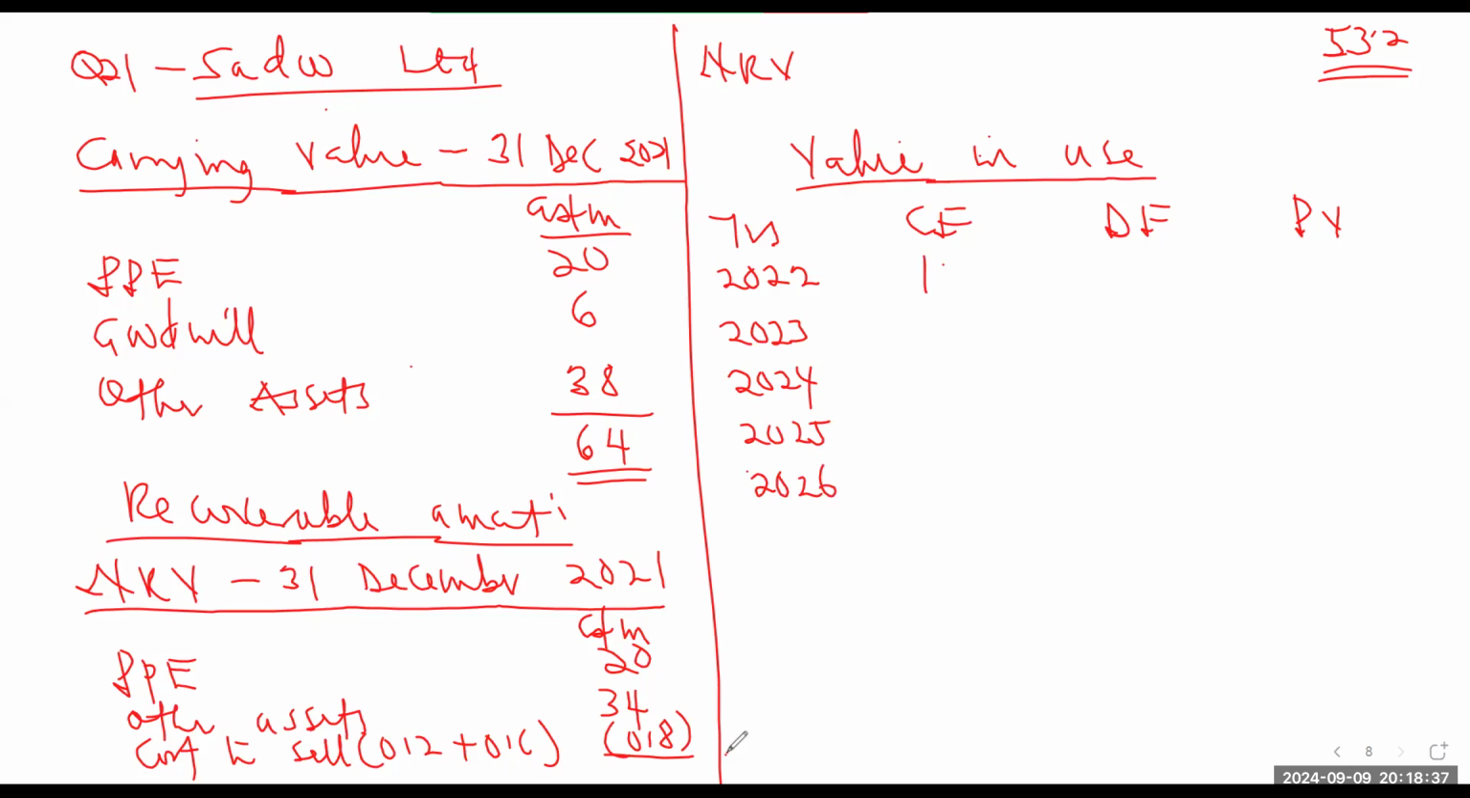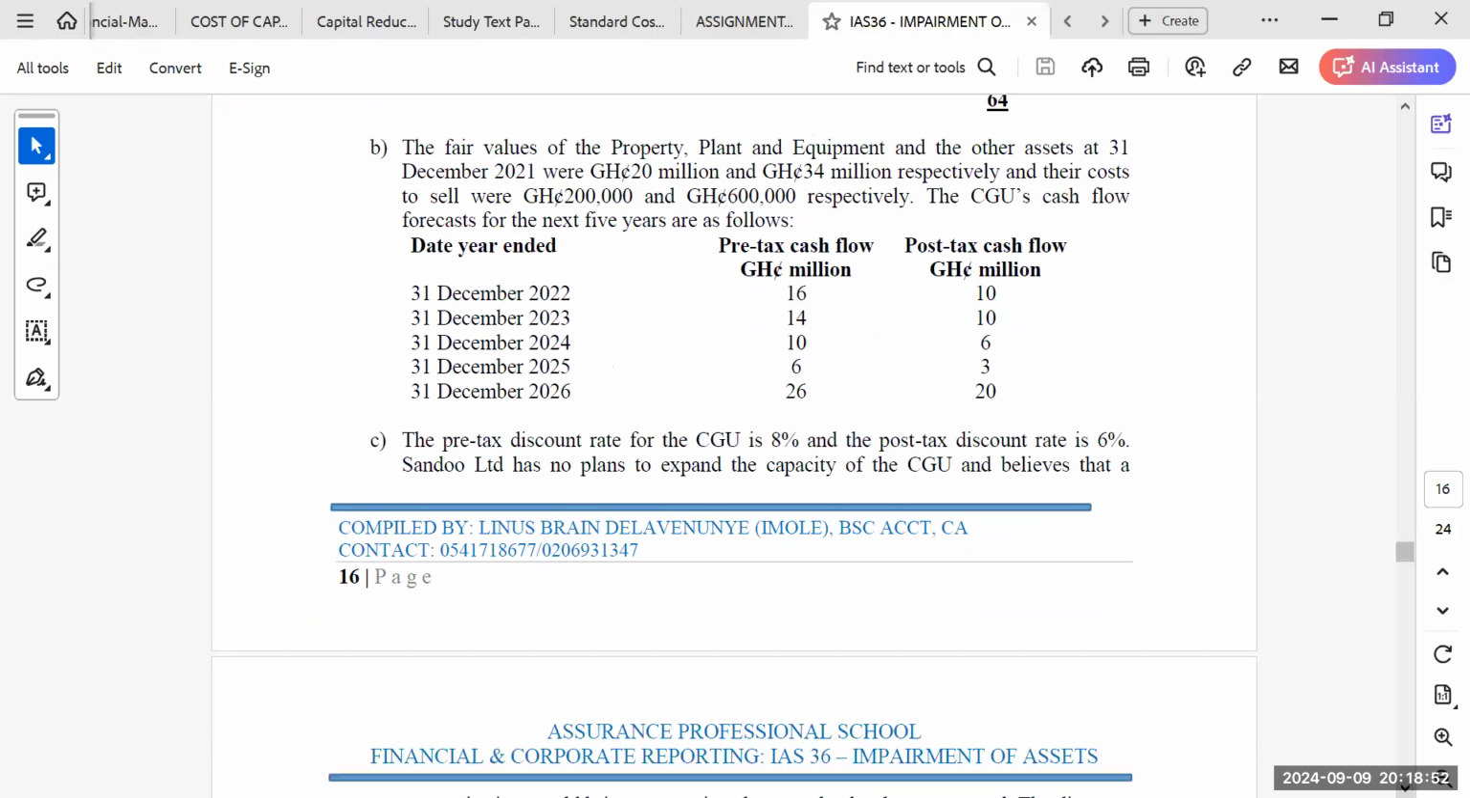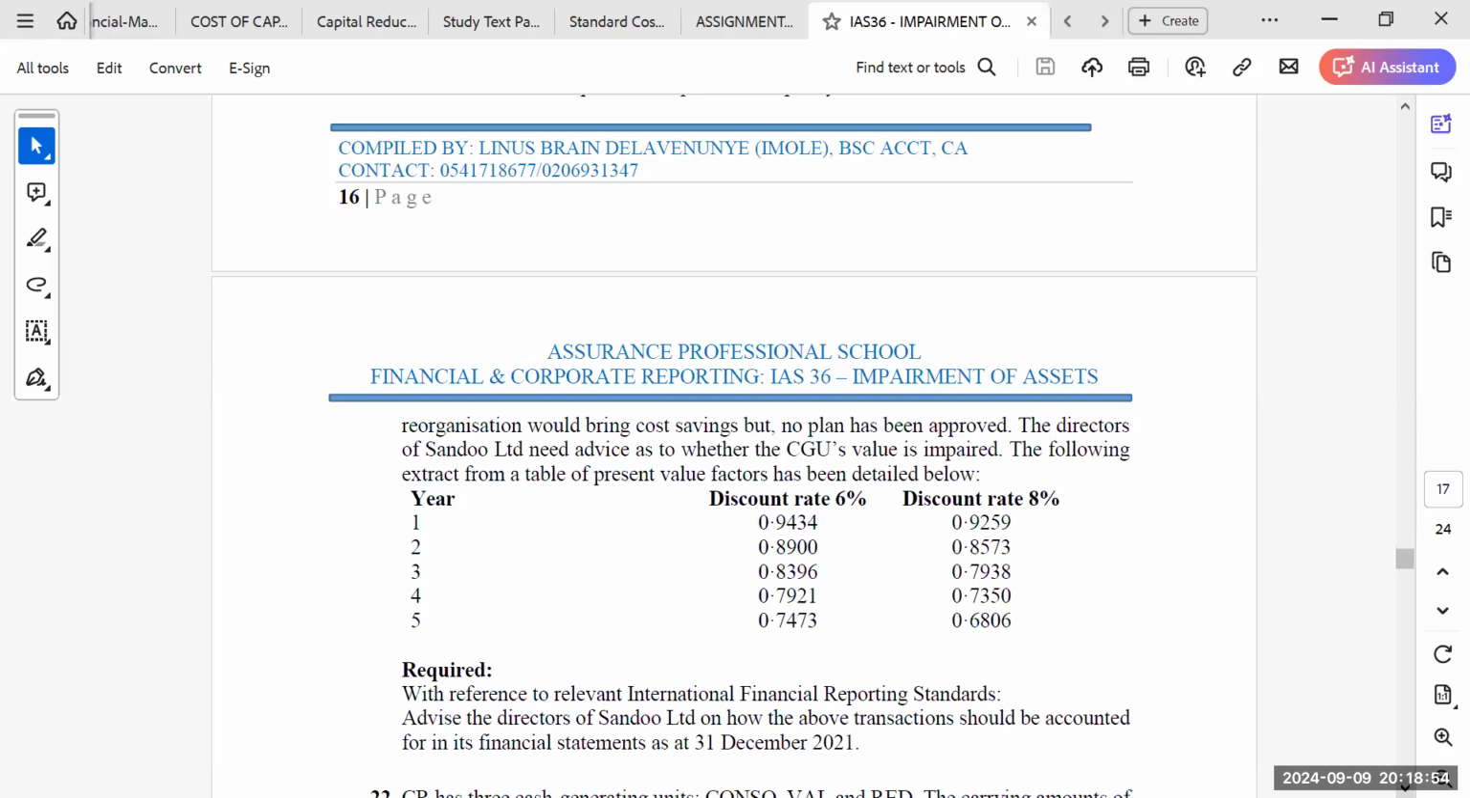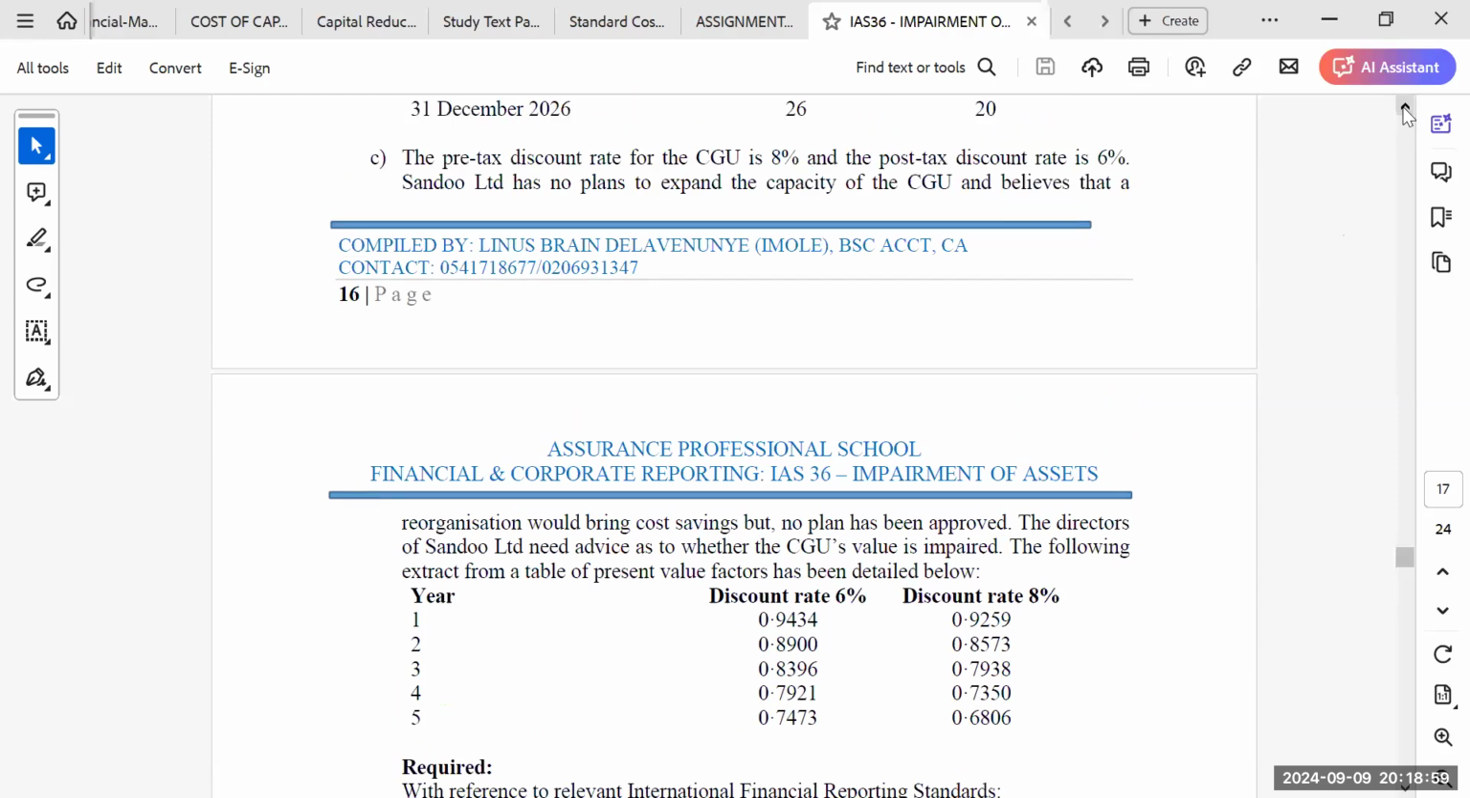16, 14, 10, 6, and 26. What will be the discount factor that we'll be using? 8%. Let me check that one. So the pre-tax discount rate is what? 8%.